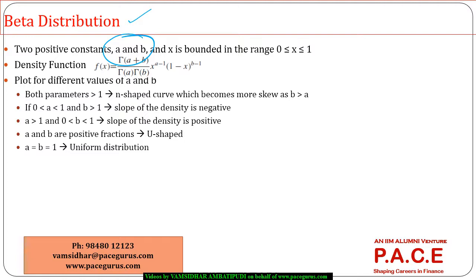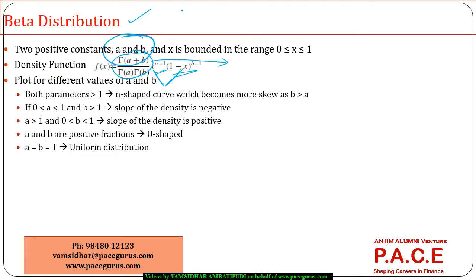It requires two parameters A and B, which are called the shape parameters, and this is the density function: gamma of A plus B divided by gamma of A into gamma of B, x to the power of A minus 1, into 1 minus x to the power of B minus 1. You could see some resemblance to a binomial distribution, with x and 1 minus x. So for modeling successes and failures, this would be more and more helpful. Gamma of A plus B by gamma of A into gamma of B is otherwise called the beta function.